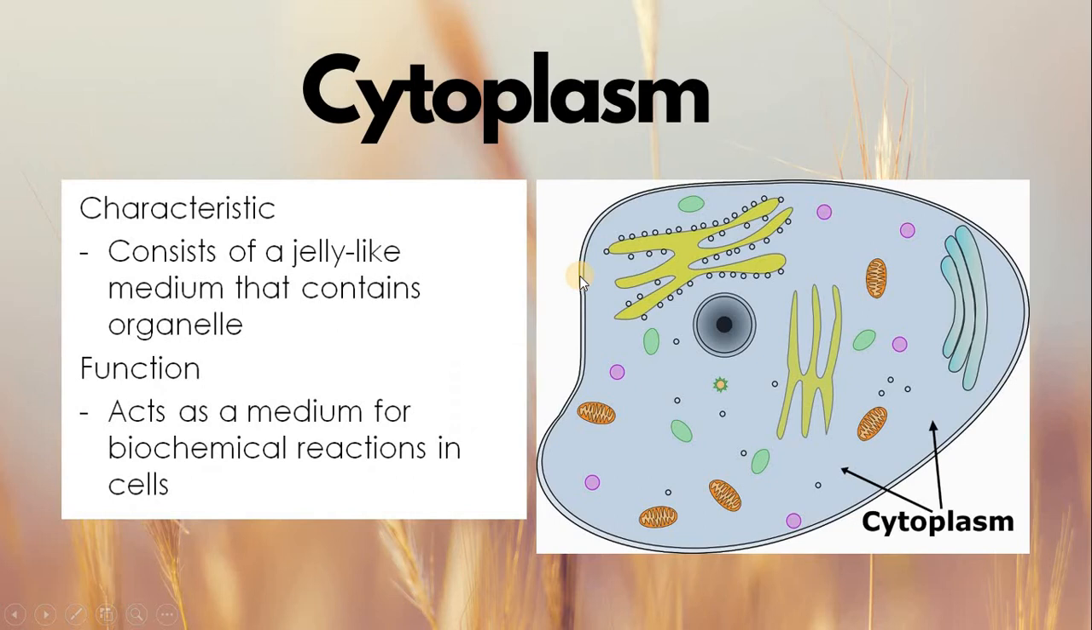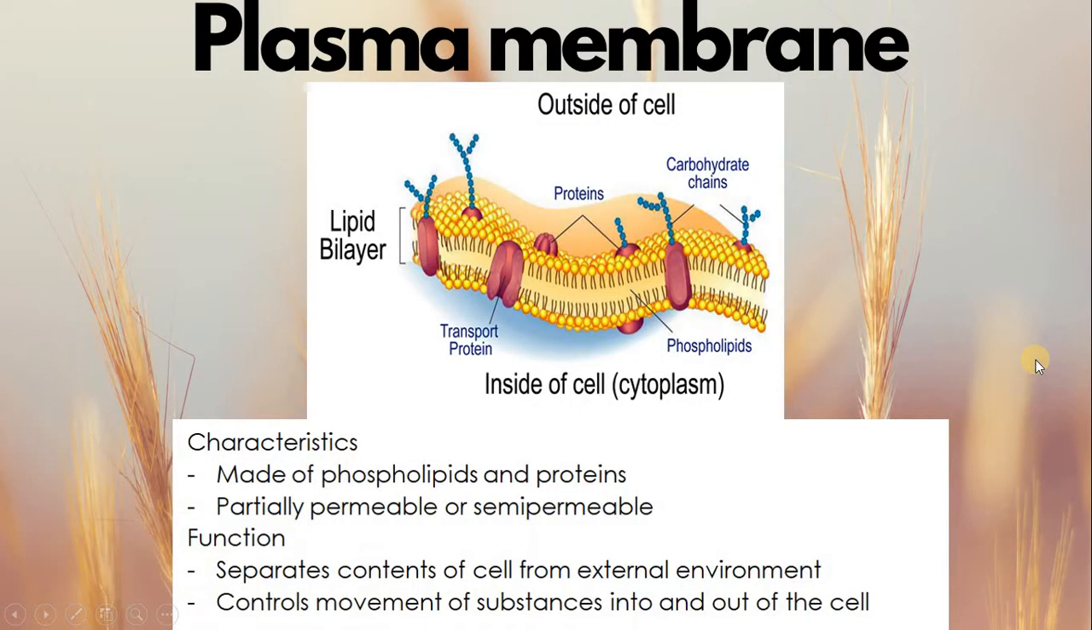We look at them one by one. Cytoplasm consists of a jelly-like medium that contains organelles. Its function is to act as a medium for biochemical reactions. So that is the cytoplasm. Now we move to the plasma membrane. This is the plasma membrane.